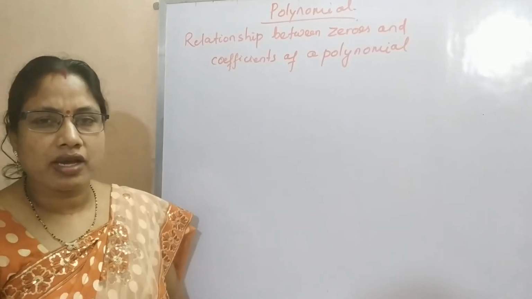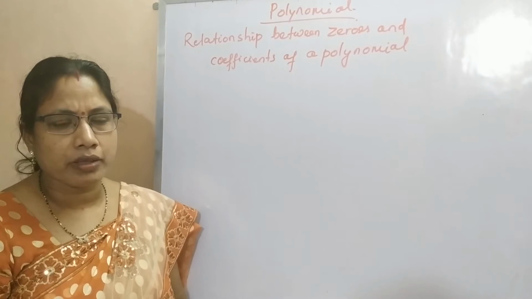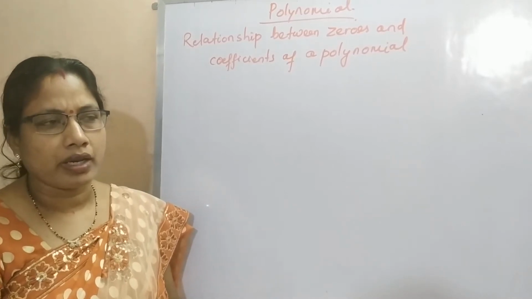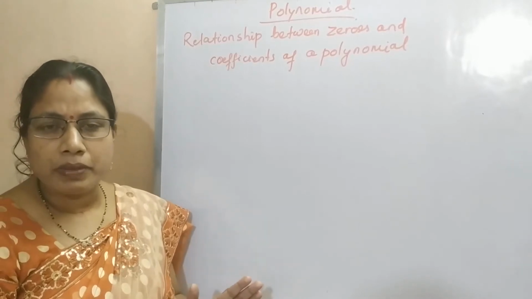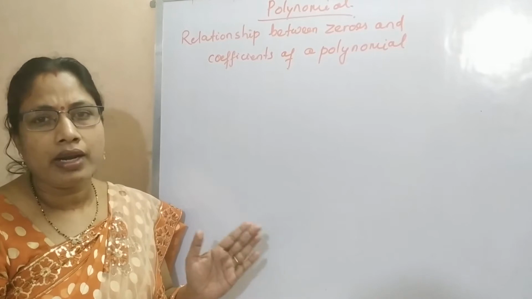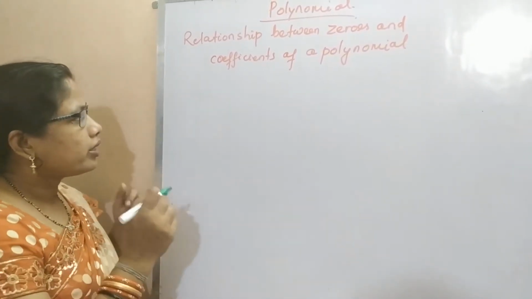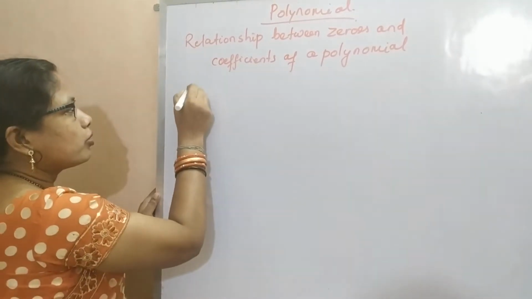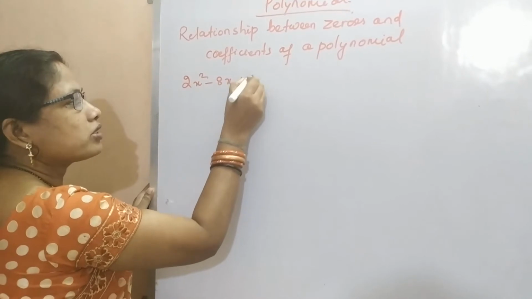In your previous class, you learned about polynomials like linear polynomial, quadratic polynomial and cubic polynomial. Here in this session, we will discuss what is the relationship between zeros and the coefficient of a quadratic polynomial and cubic polynomial. So first, quadratic polynomial. So let us take an example. 2x square minus 8x plus 6.